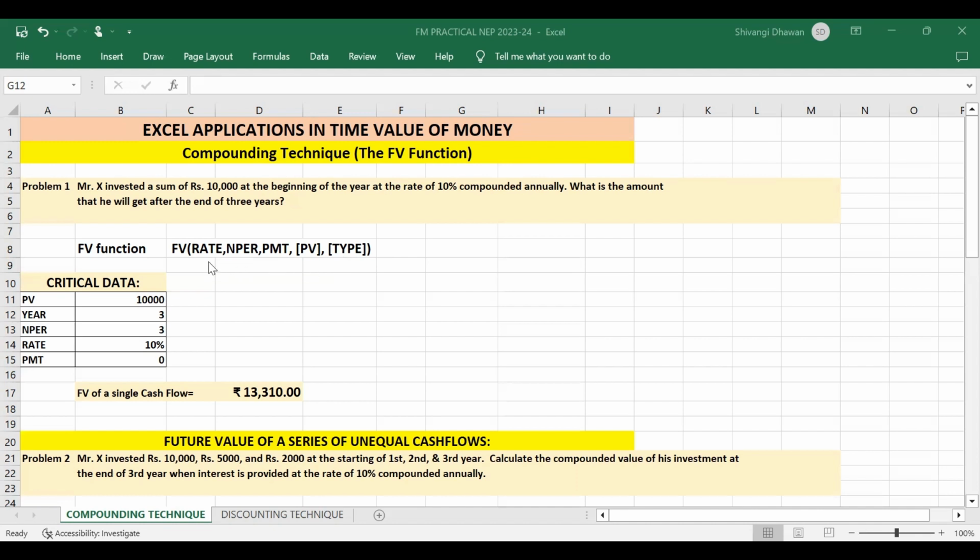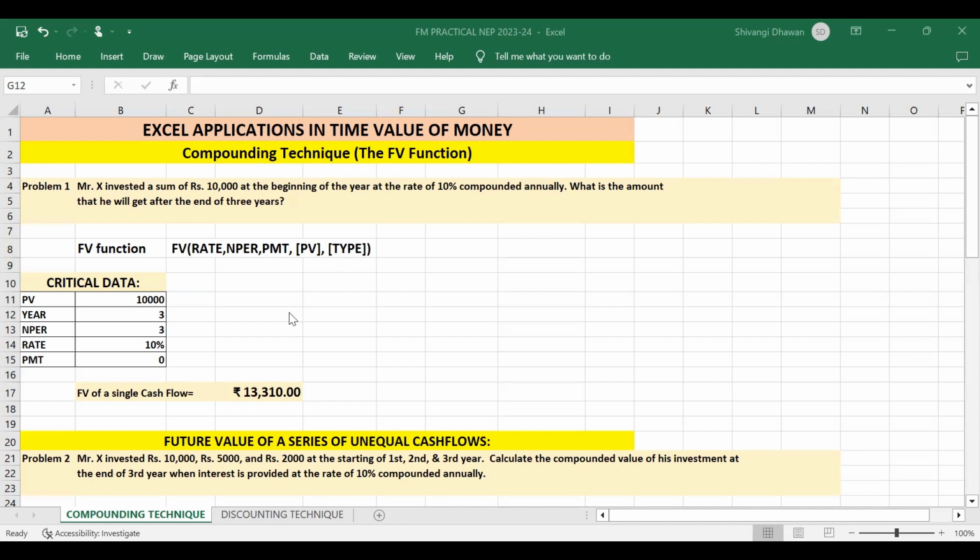Rate is the rate of interest. NPER is the number of periods for investment based on that interest rate. PMT is used in case of constant payments to be made and a constant rate of interest. PV is the present value of that investment. Type, if it's 0, then payment is made at the end of the period. And if payment is made at the beginning of the period, we will take type as 1. The square brackets around PV and type mean these values are optional.